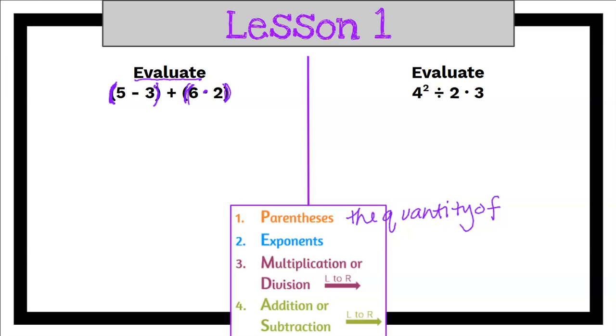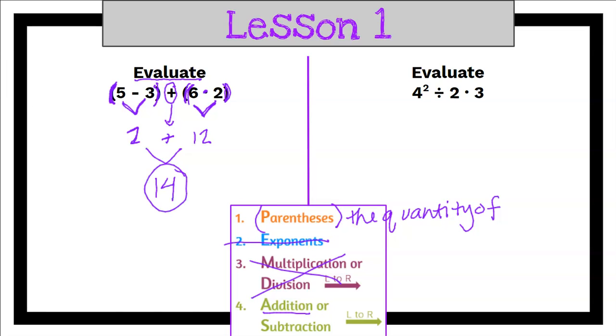So we're going to do those parentheses first. 5 minus 3 is 2. The plus sign stays. And then 6 times 2 is 12. We don't have any exponents, no multiplication or division, but we do have addition. So now we can do that 2 plus 12, which is 14. So that would be its value.